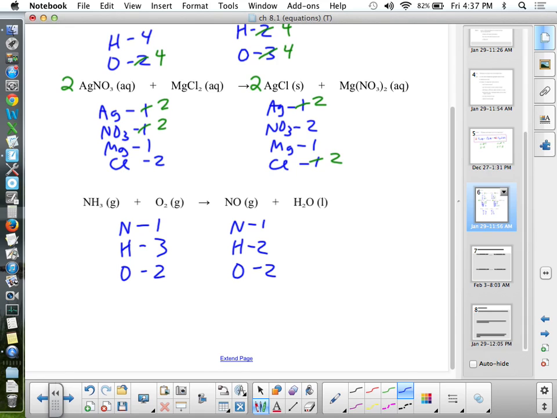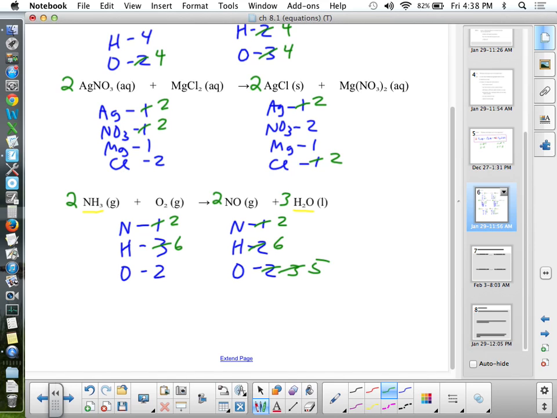Now notice that hydrogen only comes in groups of 3 on the reactant side and 2 on the product side. When that's the case, you balance simply by looking for the least common multiple, which is 6. So that's going to require 2 ammonias on the reactant side, giving me now 2 nitrogens and 6 hydrogens. 3 water molecules on the product side, giving me 3 oxygens and 6 hydrogens. I'll balance nitrogen by putting a 2 in front of the NO. Now that gives me 2 nitrogens and a total of 5 oxygens.